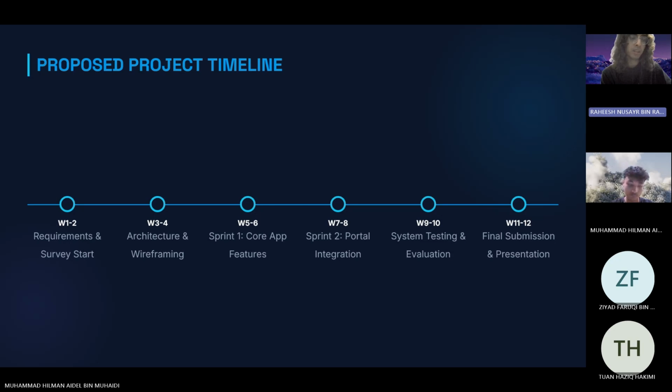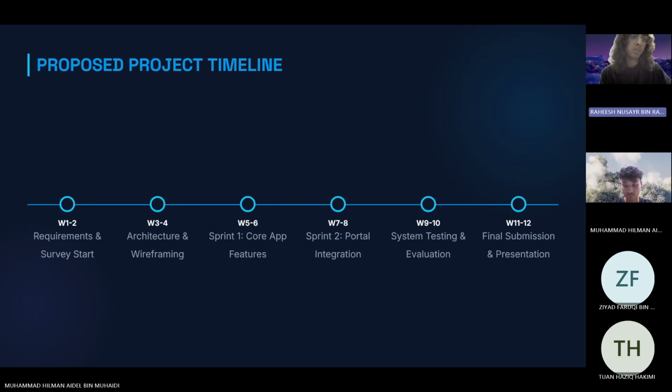For week 5 until week 8, it represents our intensive coding block split into 2 Scrum sprints. So for sprint 1, we focus on building local mobile biometric registrations, and Sprint 2 focuses on secure backend token communication.